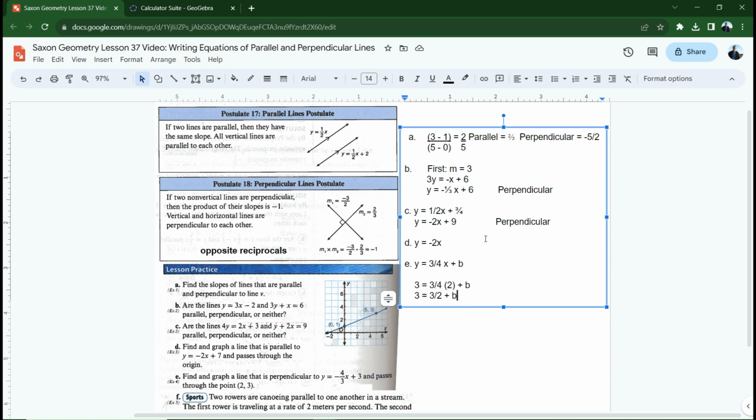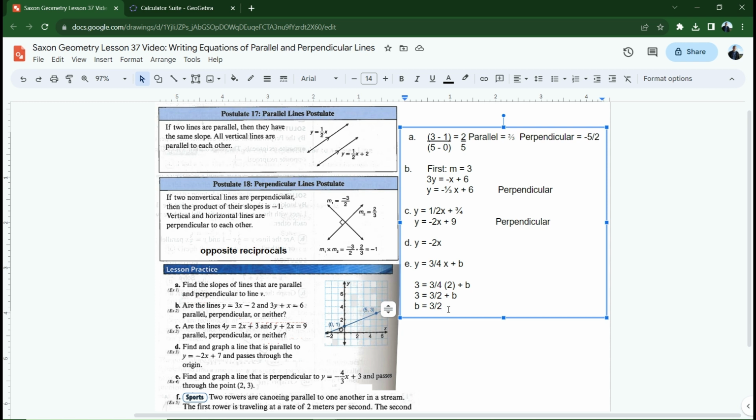3 halves is the same as 1.5. So b equals 1.5, or I could say that it equals 3 halves. 3 minus 3 halves is 3 halves. Remember, 3 is actually 6 halves, so 6 halves minus 3 halves is 3 halves. Just a little weird symmetry there that this is the same as this, but it's just because this is exactly half of this number. So when I subtract it, we have half of that number left.